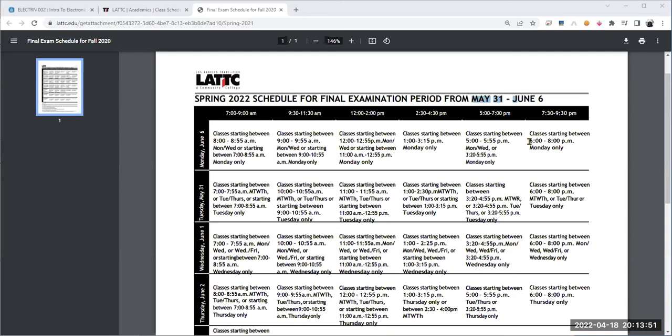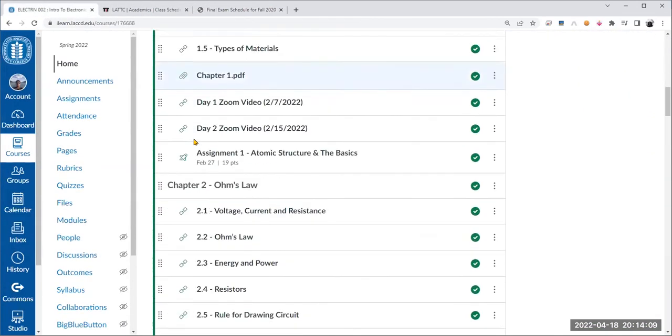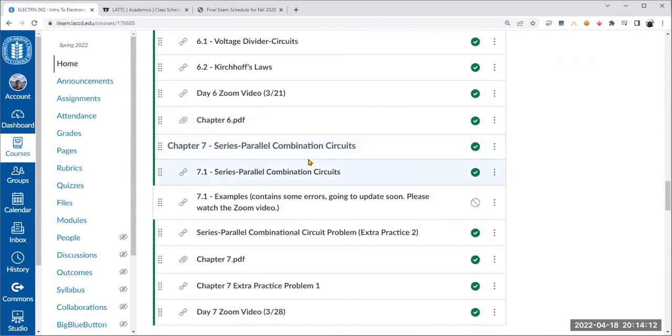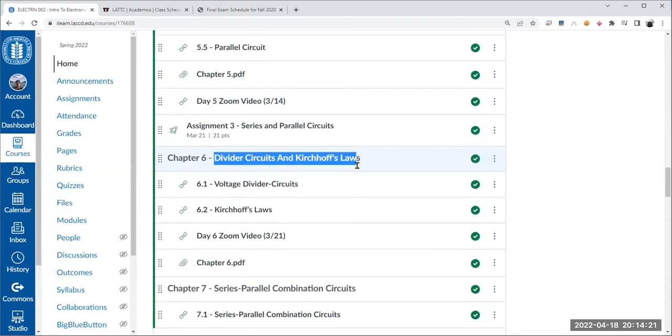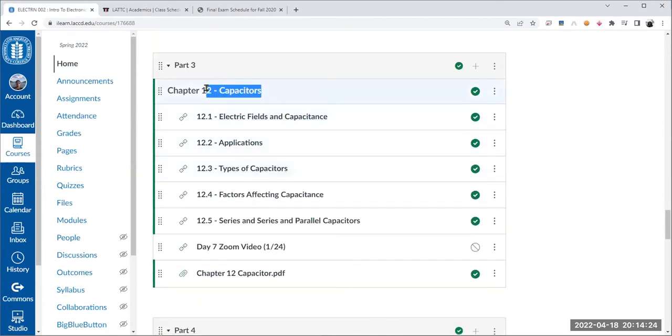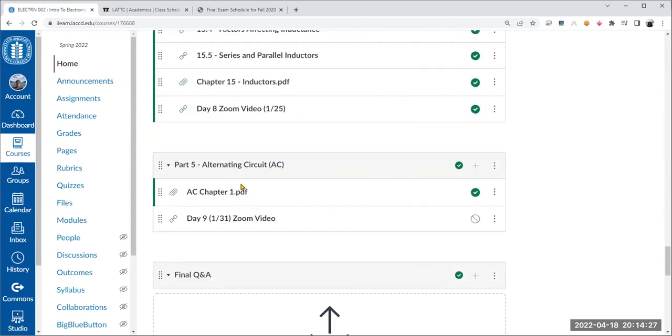The format is the same as the tests, so it is take home and open book, and it mainly covers the last 3 chapters. Even though it's cumulative, one question is about chapter 7, a very important chapter, series parallel combination circuits. One question is about chapter 6, divider circuits. The remaining 3 questions are from chapter 12, chapter 15, and the AC chapter. That's for the final exam, but we can talk more about it after test 2.